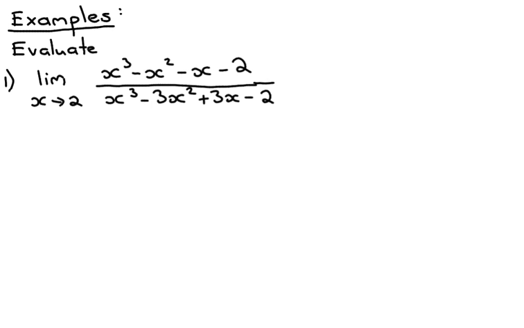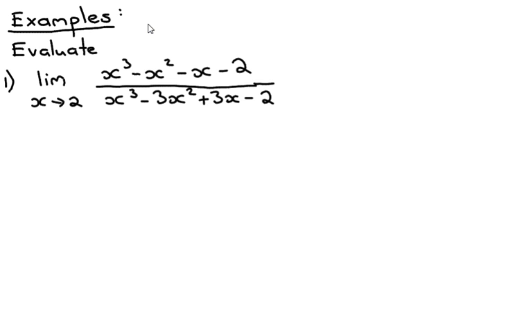So this example says, evaluate the limit as x tends towards 2 of my f of x, my top function, divided by my bottom function. Now, we are allowed to use L'Hopital's rule if we land up with a 0 over 0 in indeterminate form.